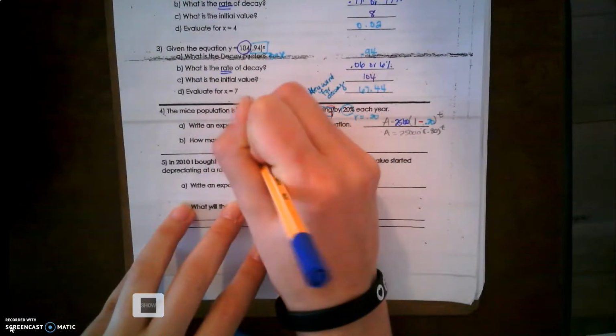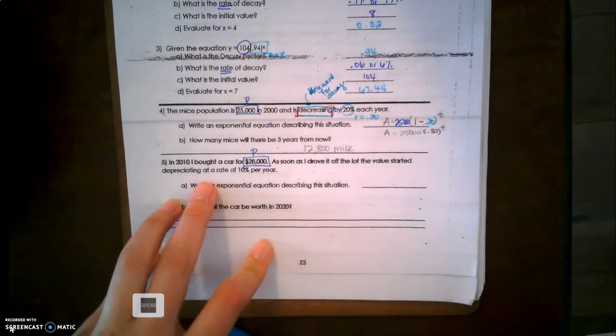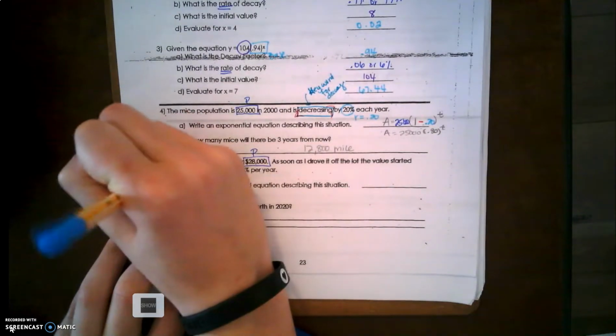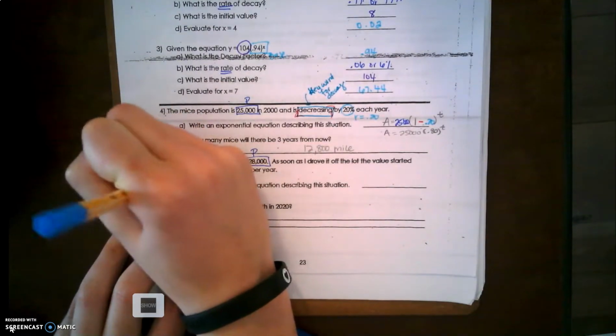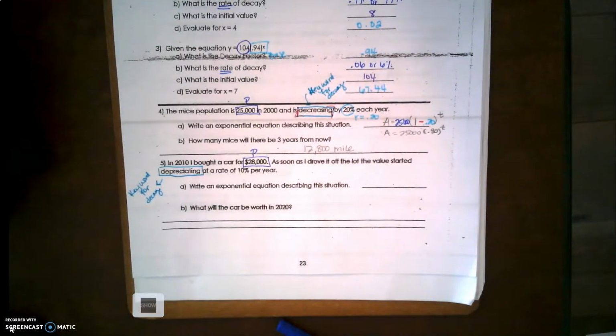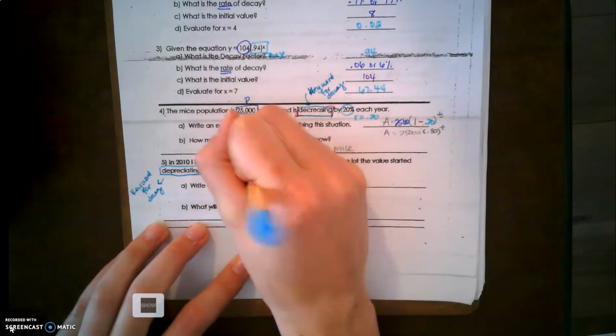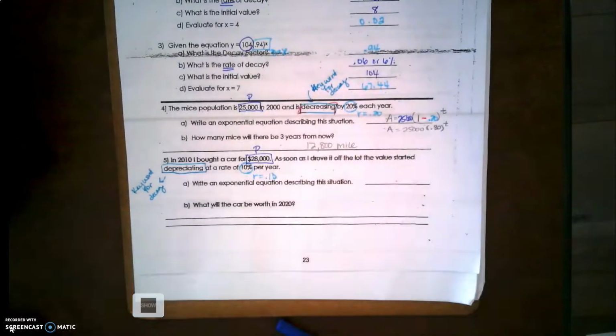You bought a car in 2010, and you bought it for this much. So there's your principal, there's your initial amount. As soon as you drive it off the lot, it starts to depreciate. Depreciate is another keyword for decay. It's losing its value. Cars lose their value as soon as you drive them off the lot. It's depreciating at a rate of 10%, but remember, we have to change that percent to a decimal.